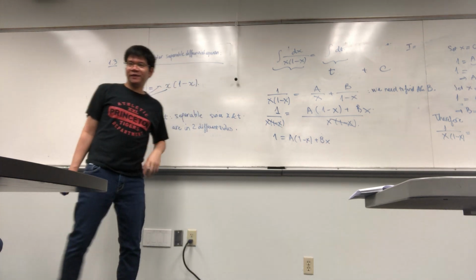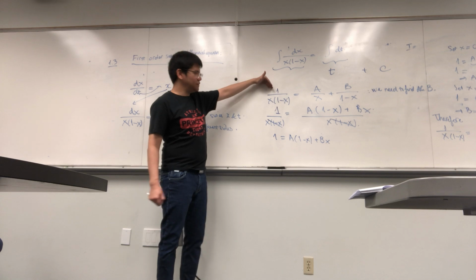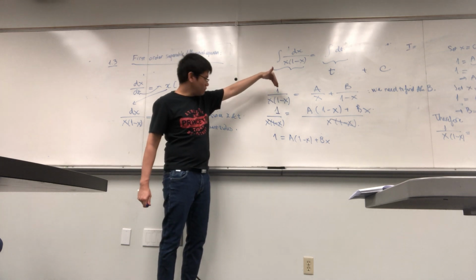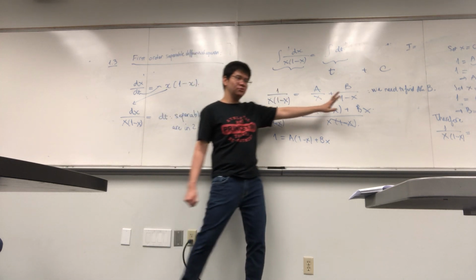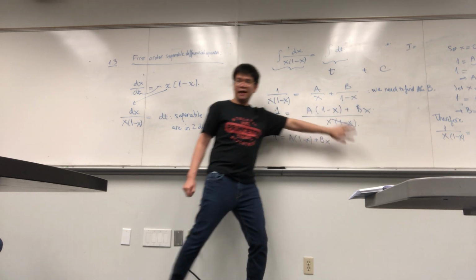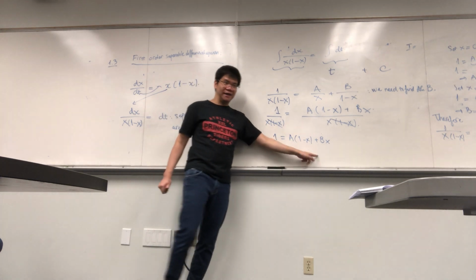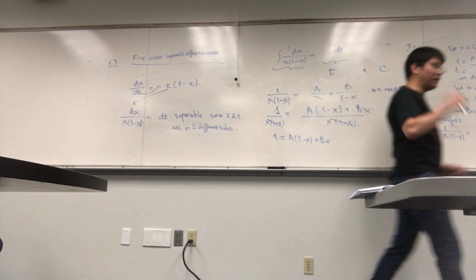Alright? So I explain again. I have to find A and B such that I can split 1 over x(1 minus x) into two simpler terms. That is A over x plus B over (1 minus x). After I do all of this, I get 1 is A(1 minus x) plus Bx. Alright? So how do I find A and B?